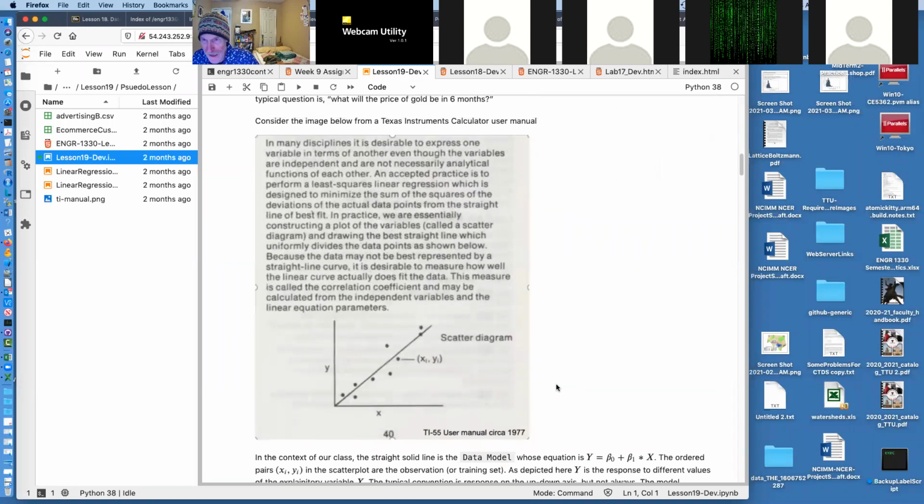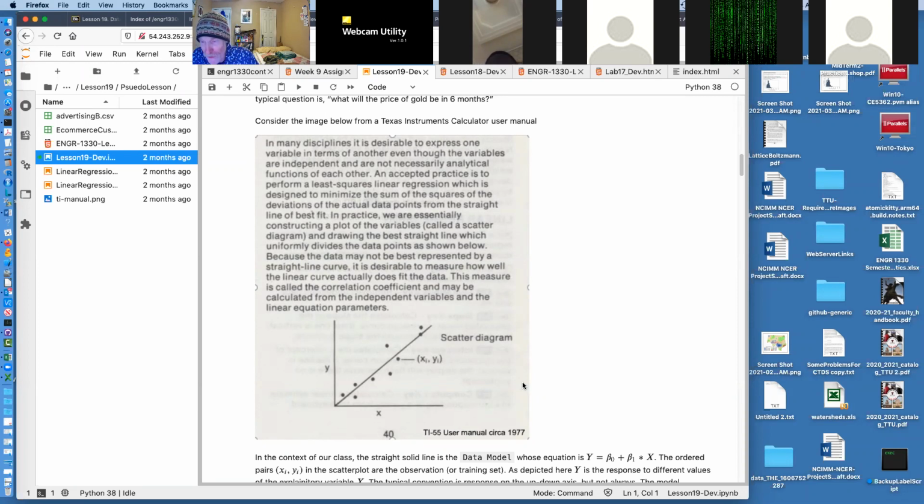So here is, continuing on with our line of thinking, an excerpt from a Texas Instruments 55 calculator manual. I can't find one right now. These are pretty old school devices, but back in the olden days when dinosaurs roamed the earth, probably before many of you were born, we had to do what we're going to do today in a somewhat more manual fashion.